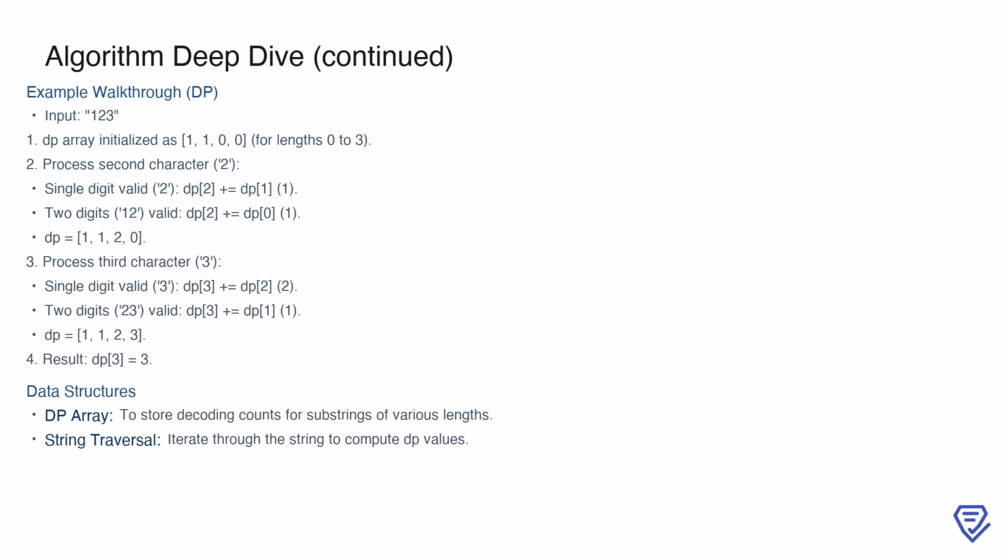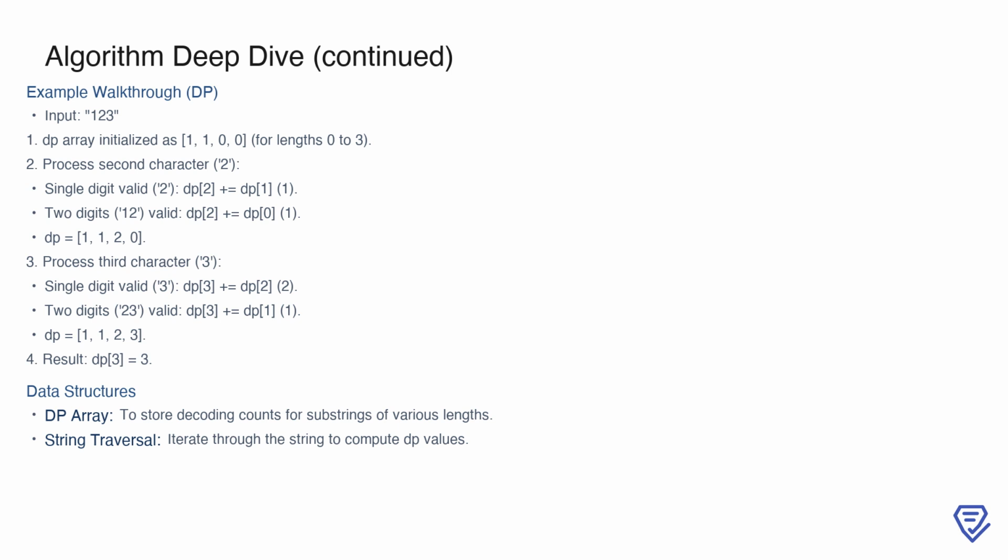2. Next, we process the third character 3. The single digit 3 is valid, so we add DP[2] to DP[3], making DP[3] equals 2. The two-digit number 23 is also valid, so we add DP[1] to DP[3], resulting in DP[3] equals 3. The final DP array is [1, 1, 2, 3], and the total number of ways to decode 123 is DP[3], which is 3.